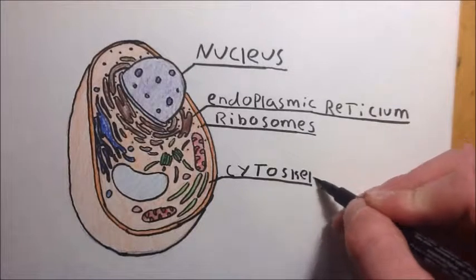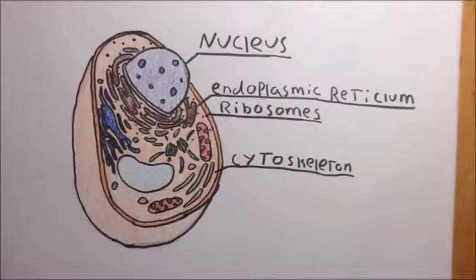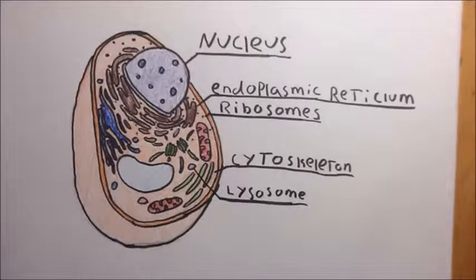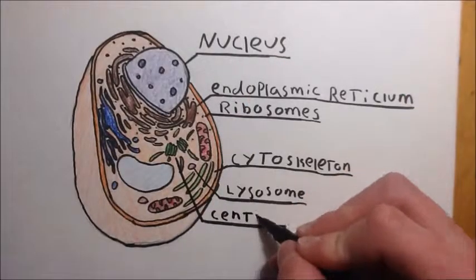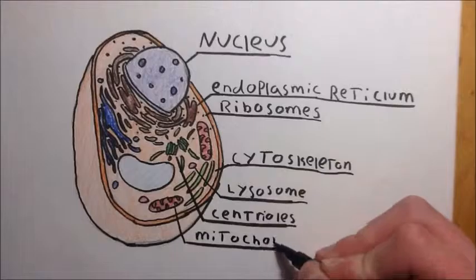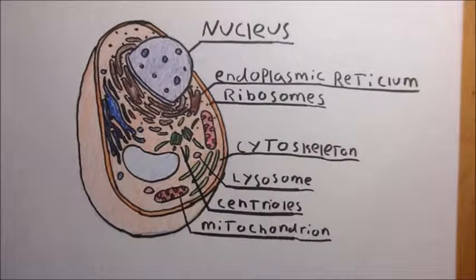The cytoskeleton helps the cell maintain its shape and is also involved in the movement of materials. Lysosomes break down lipids, carbohydrates, and proteins into small molecules that can be used by the rest of the cell. Centrioles are located near the nucleus and help organize cell division. Mitochondria convert the chemical energy stored in food into compounds that are more convenient for the cell to use.